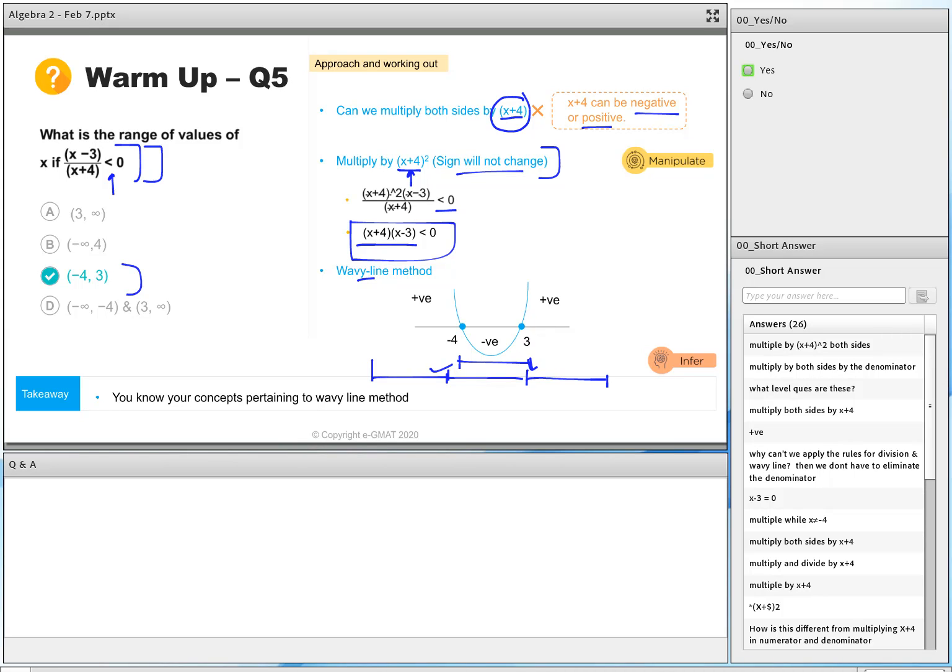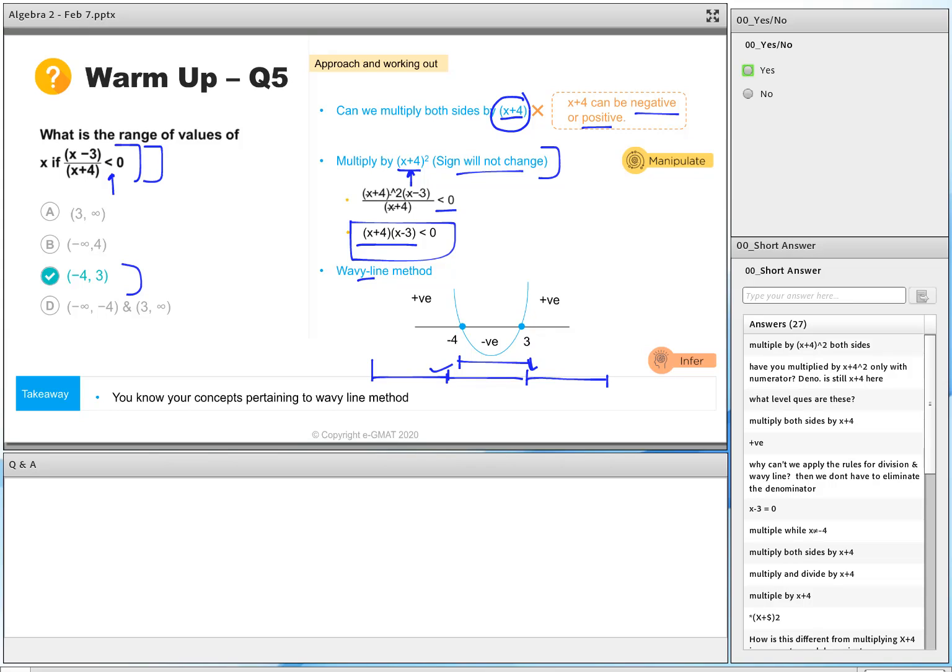Achal has a question for me. Are there questions that cannot be solved using the wavy line method? There are, where the power of x might differ and manipulation needs to come into effect. For those questions, you would rather find other ways to solve them out. But I don't see that many questions of that kind coming in the GMAT's context. So you can completely be sure of that.